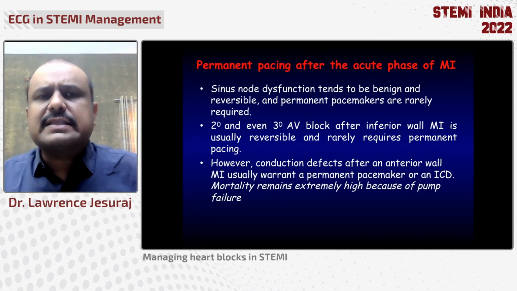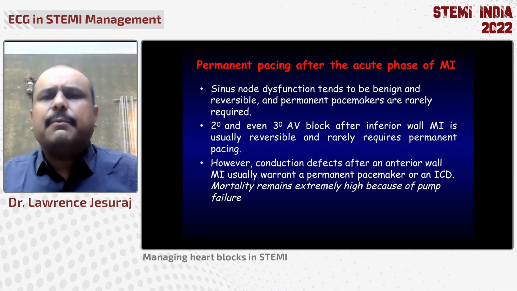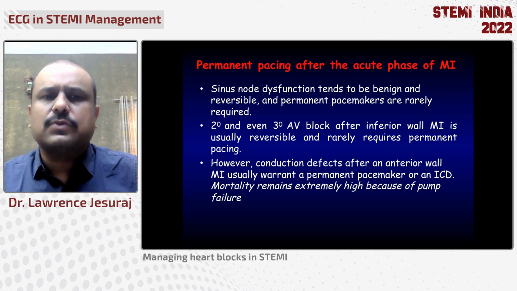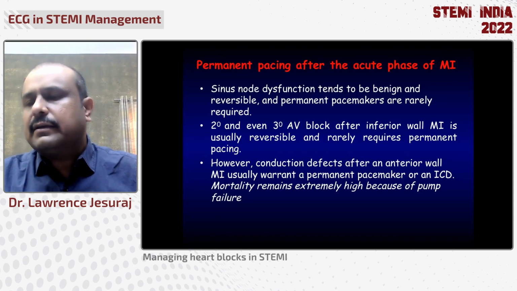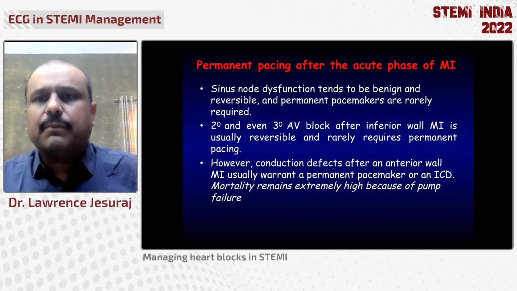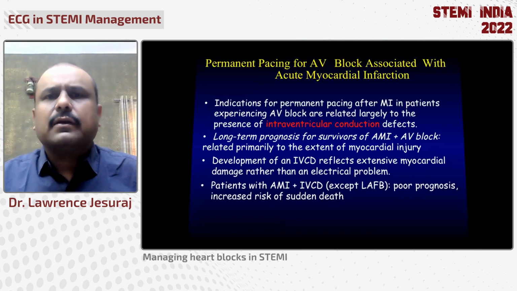If you see sinus node dysfunction in an acute MI, it is relatively benign and a permanent pacemaker is rarely required. You hardly put a permanent pacemaker for sinus node dysfunction because it recovers well and responds to drugs. Second degree, even third degree AV block after inferior MI is usually reversible and rarely requires permanent pacemaker implantation. However, conduction defects after an anterior wall MI usually require a permanent pacemaker implantation or ICD, if you think that the revascularization was delayed and the patient may develop pump dysfunction at a later date.